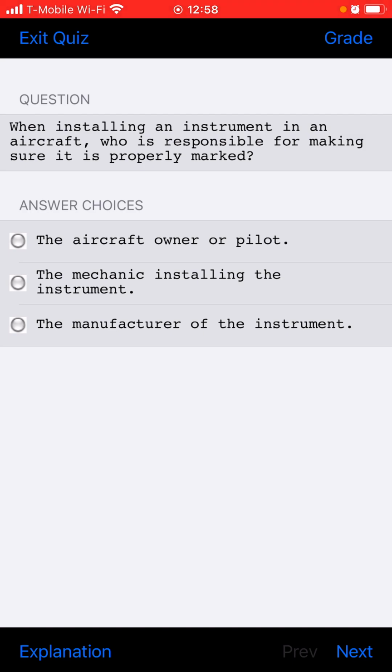What are the most common sources of power used to extend and retract landing gear? Hydraulic pressure and electric motors.